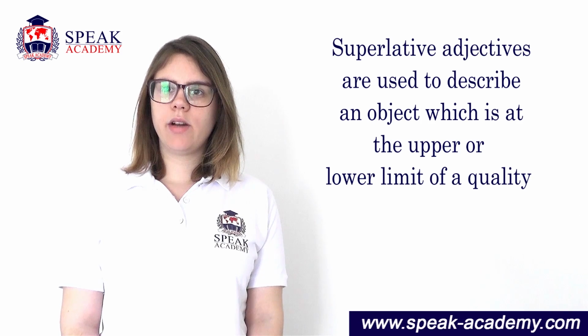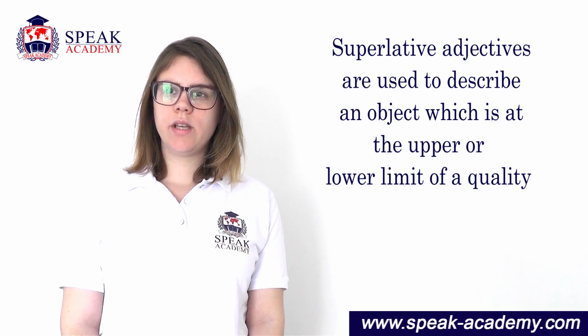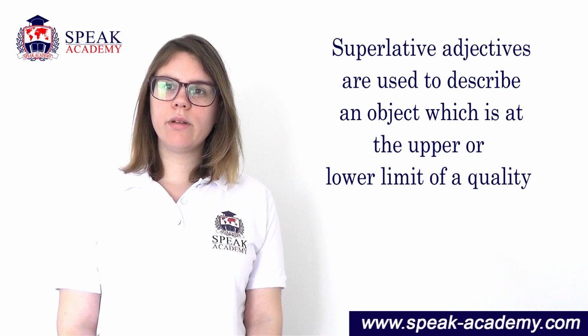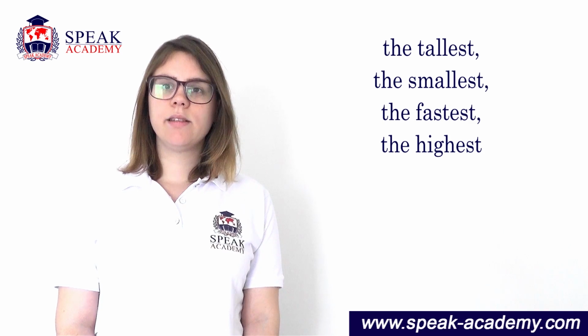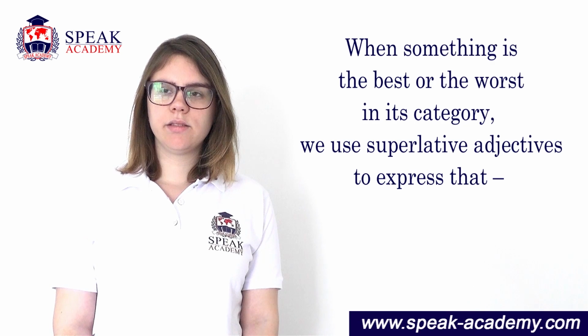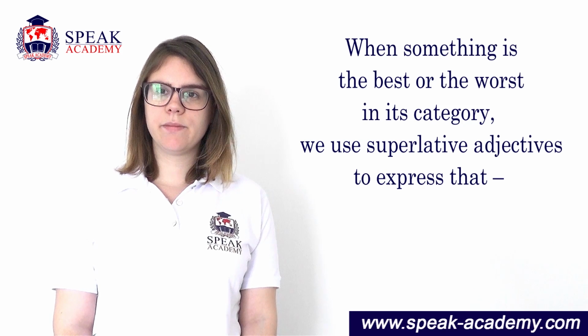Superlative adjectives are used to describe an object which is at the upper or lower limit of a quality: the tallest, the smallest, the fastest, the highest. When something is the best or the worst in its category, we use superlative adjectives to express that. This is the tastiest cake I have ever tried. Or, my room is the biggest of all rooms in the house.